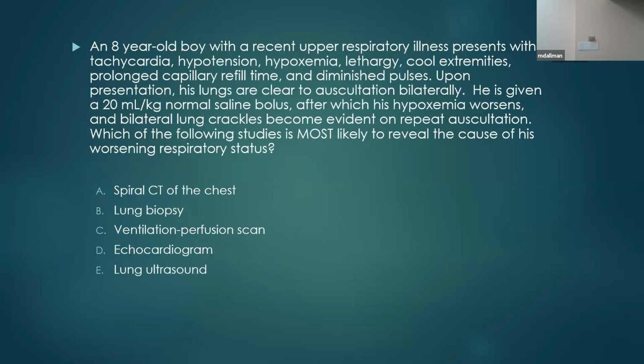All right. An 8-year-old boy with a recent upper respiratory illness presents with tachycardia, hypotension, hypoxemia, lethargy, cool extremities, prolonged cap refill time, diminished pulses. On presentation, his lungs are clear to auscultation bilaterally. He's given a 20 ml per kilo normal saline bolus, after which his hypoxemia worsens, and bilateral lung crackles become evident on repeat auscultation. Which of the following studies is most likely to reveal the cause of his worsening respiratory status? Spiral CT of the chest, lung biopsy, ventilation perfusion scanning, echocardiogram, or lung ultrasound?